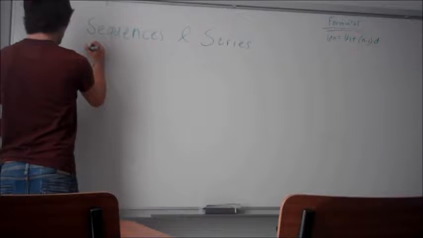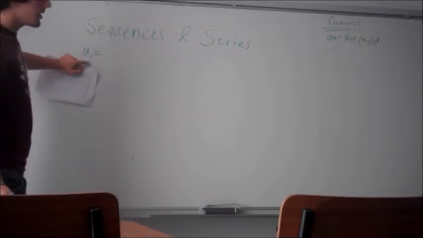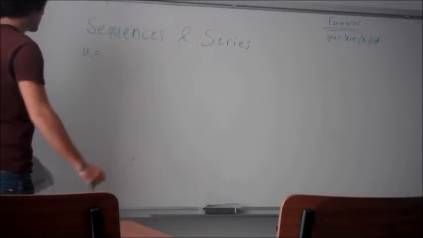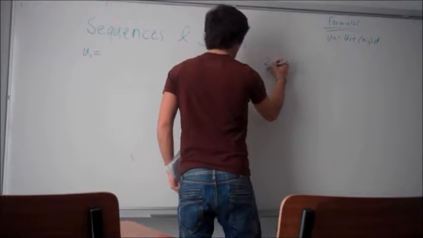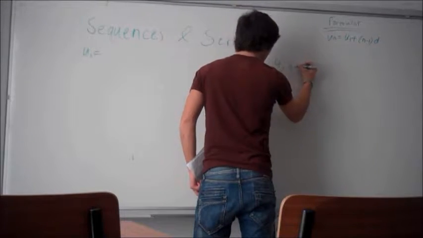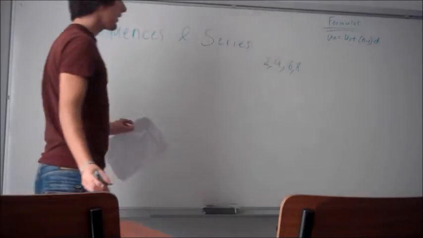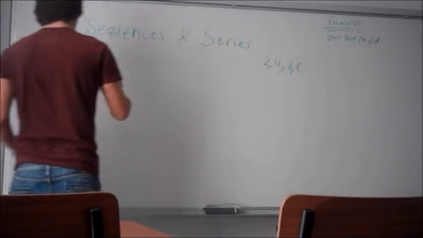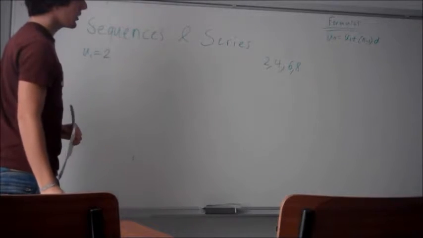Okay, so u1. u is your term, and 1 is the number of the term, the first given term of our sequence. Let's use the sequence we were using: 2, 4, 6, 8, and so on. Let's say this is the sequence we're given. The first term would be 2, so you just put in 2 as your u sub 1.